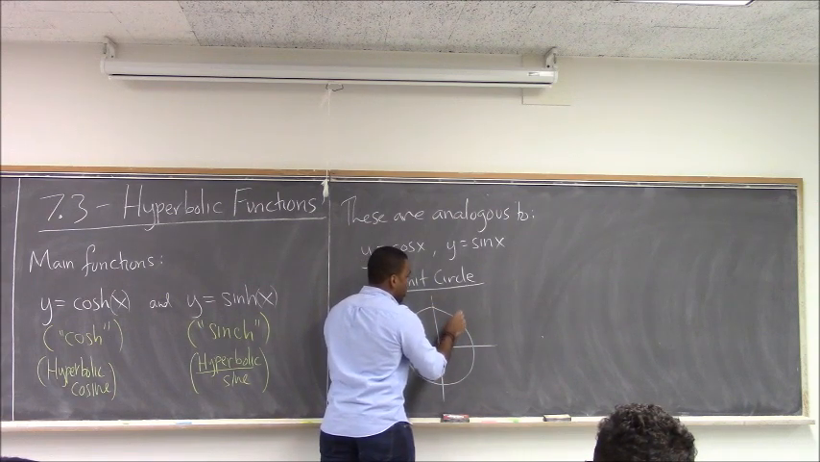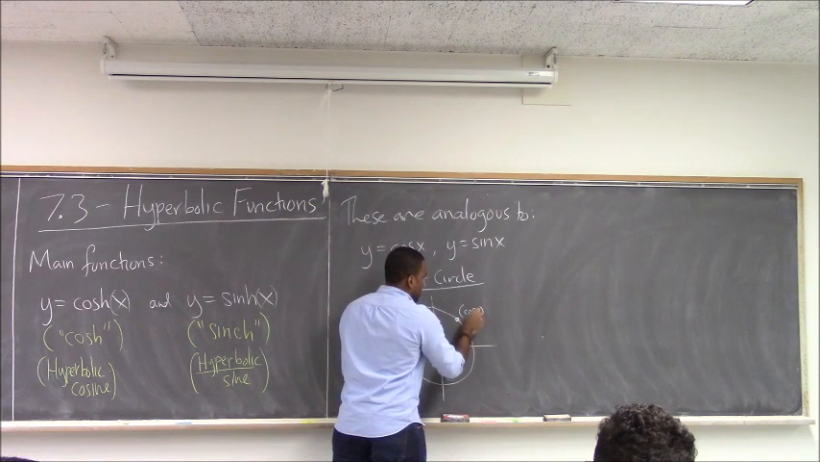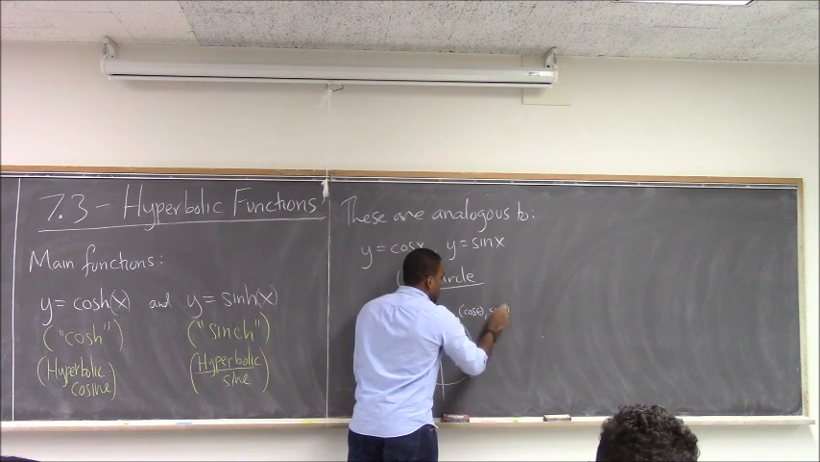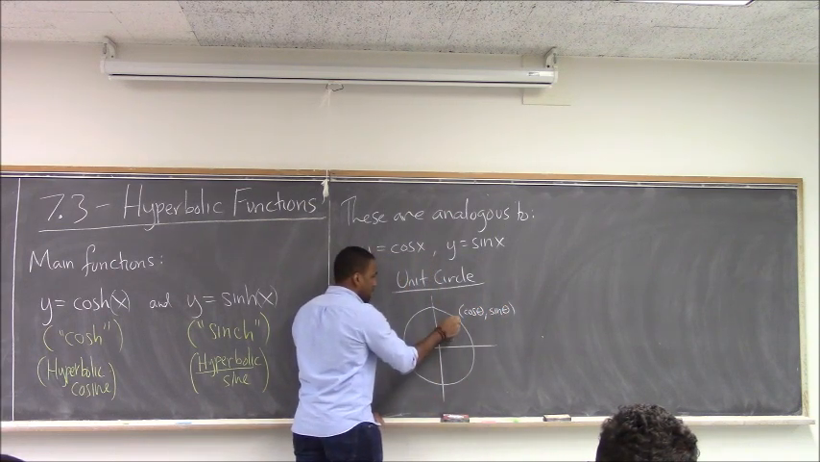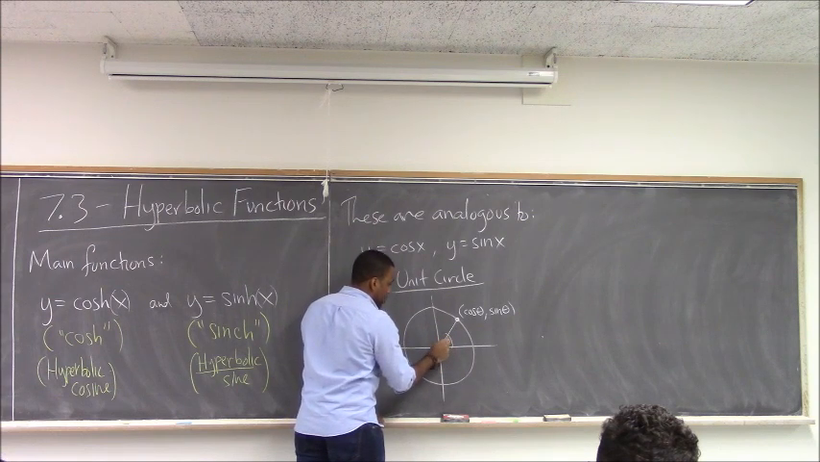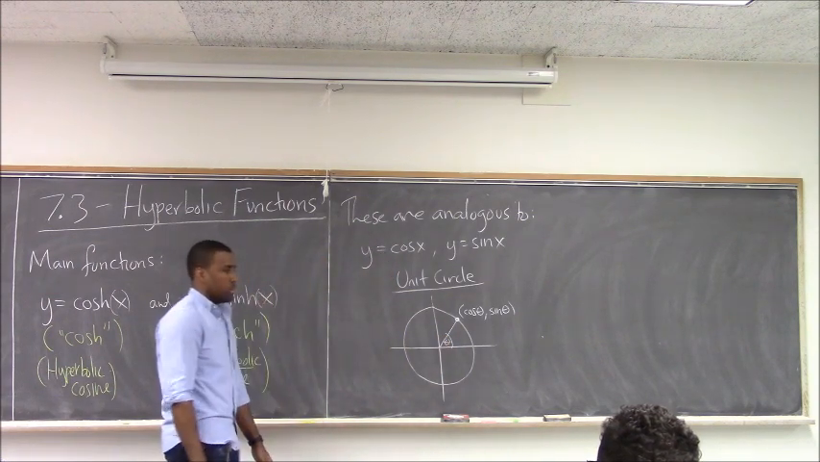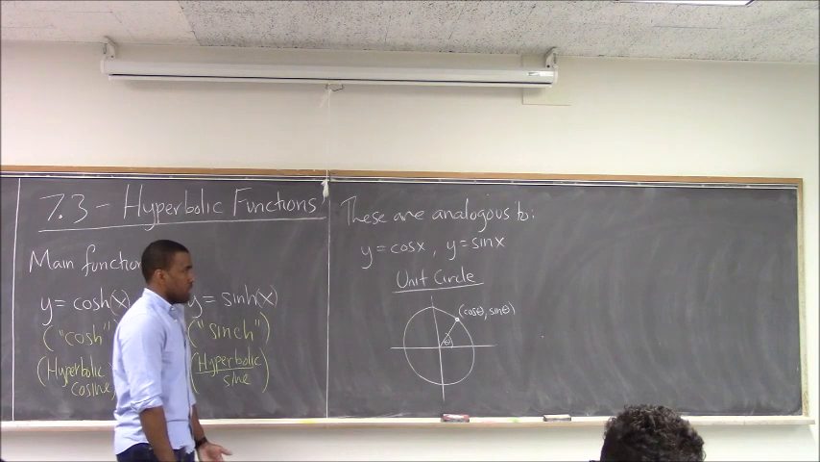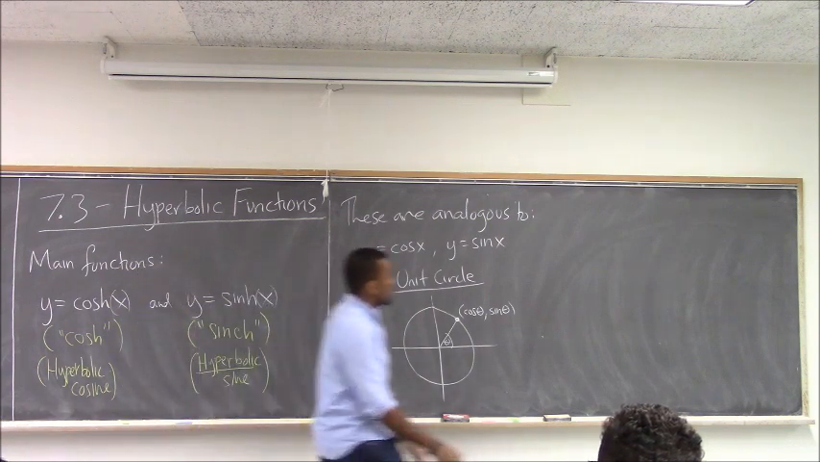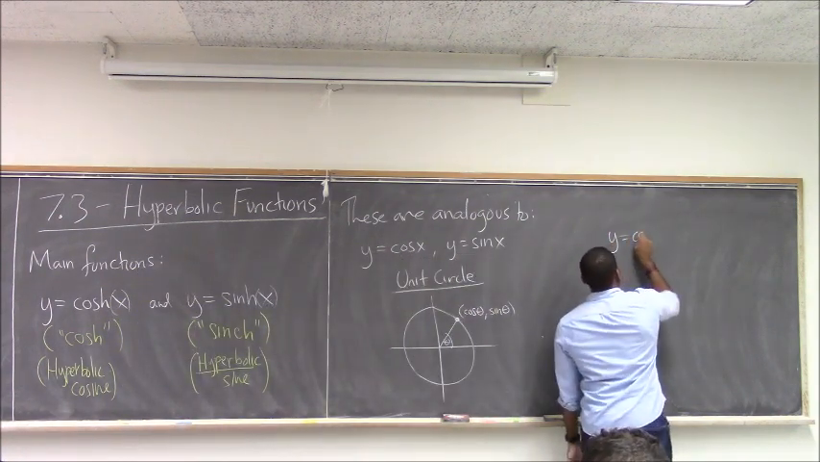Cosine and sine gave you the coordinates on the unit circle. The x-coordinate was given by cosine of theta, the y-coordinate was given by the sine of theta, if the line connecting the origin and that point measured an angle theta with the positive x-axis. You kind of have the same idea with these functions.